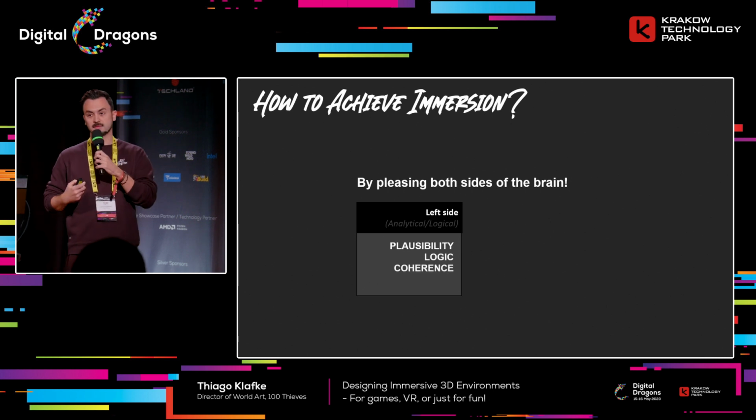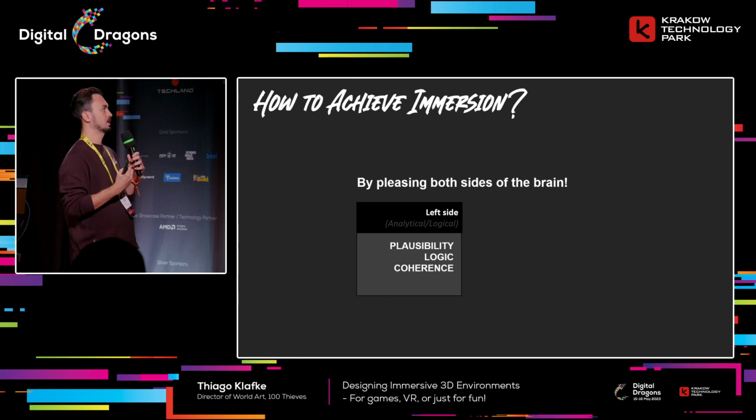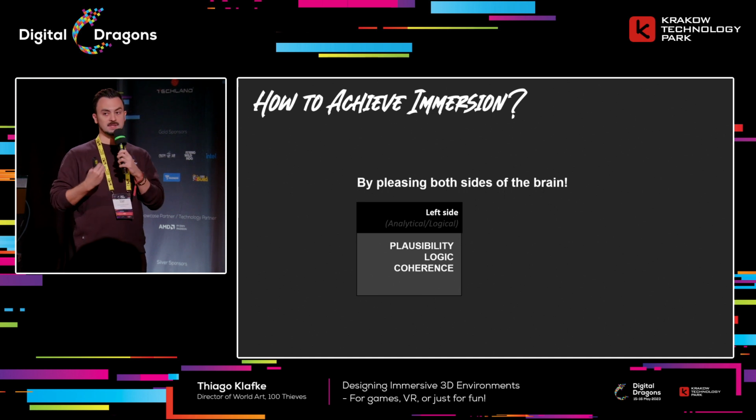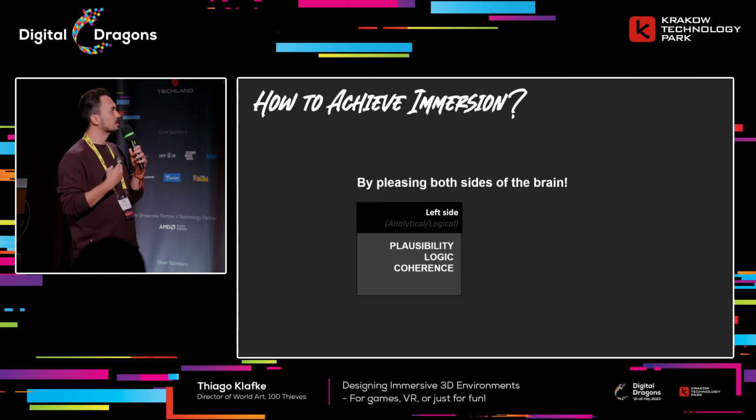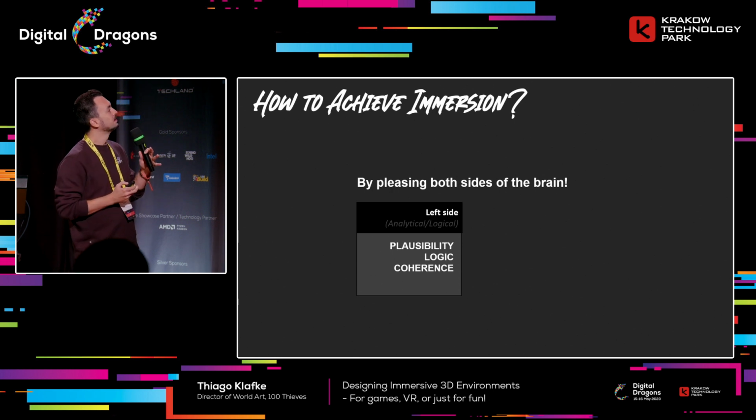So I thought long about this and how we can achieve it, and I found a very simple formula for me, which is when we please both sides of the brain. When I'm working, I'm always keeping these factors in mind, and this is the most simplified version I could think of. So our left side is more analytical, logical, right?